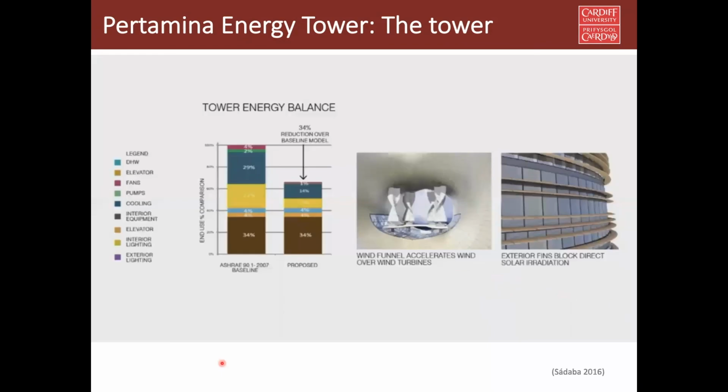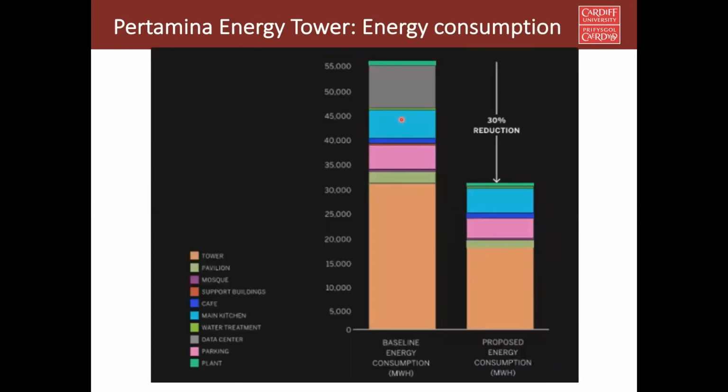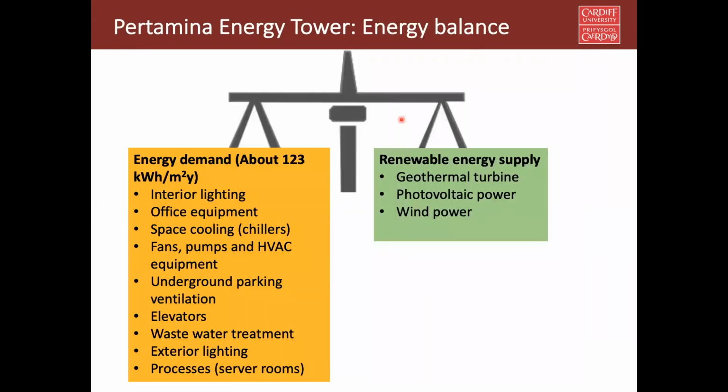So now in this tower, using all these measures, the reduction of energy demand from the ASHRAE baseline is 34%. Now let's add them together. Overall there is a 30% reduction of energy demand in number. So what is the energy demand? Now the energy demand is 123 kilowatt hour per meter square per year, which is quite close to a passive house energy demand. In a passive house, the energy demand is 120 kilowatt hour per meter square per year. Now, the aim is to meet this demand, balancing demand using renewable energy supply.